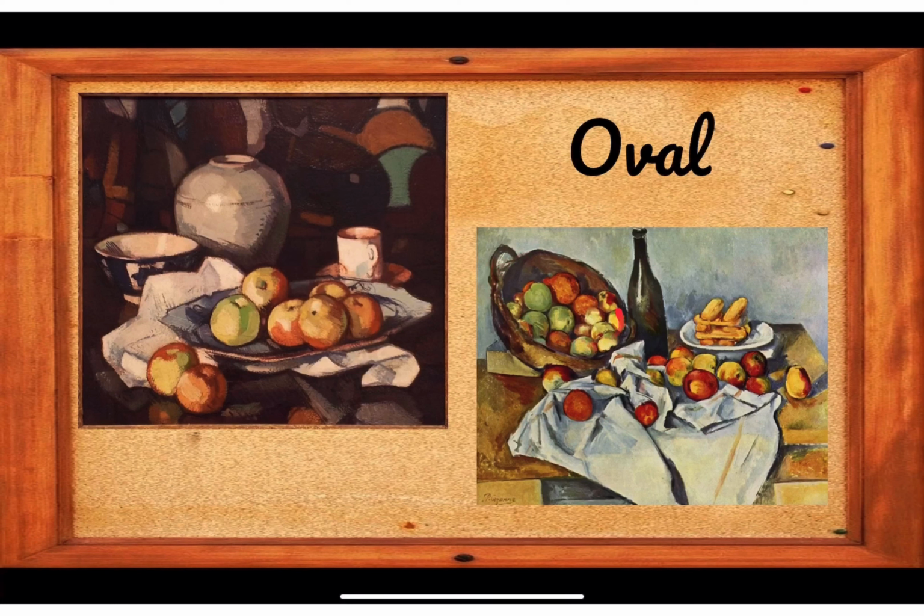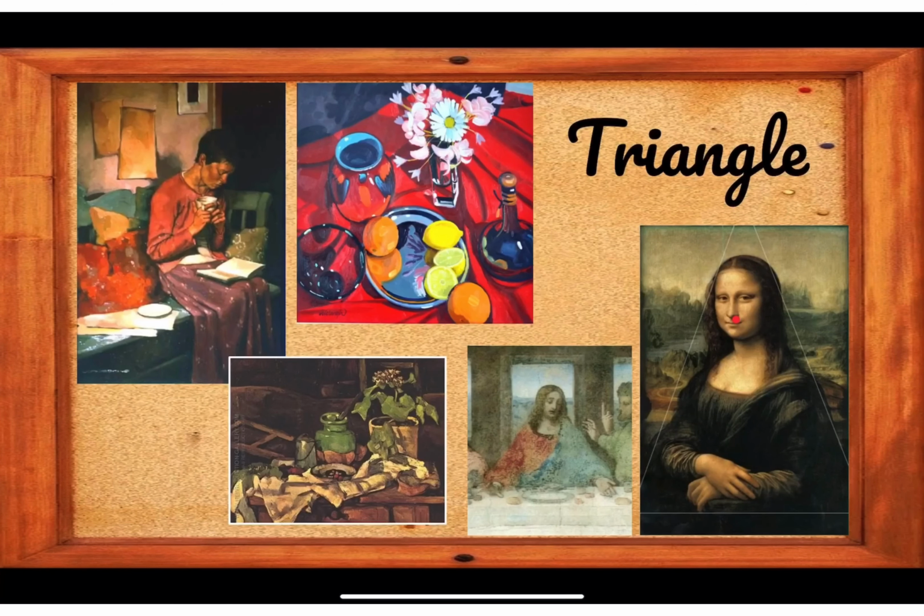Even the oval in the basket. You actually have a repetition of these ovals all over the place. Triangles: Da Vinci did this in the Mona Lisa, and then in Christ's pose here in the Last Supper, and then over here with this still life. You almost connect rounded objects.